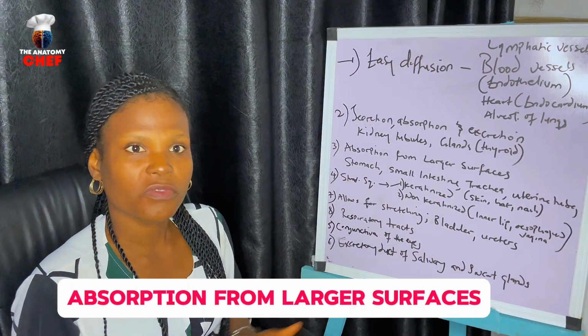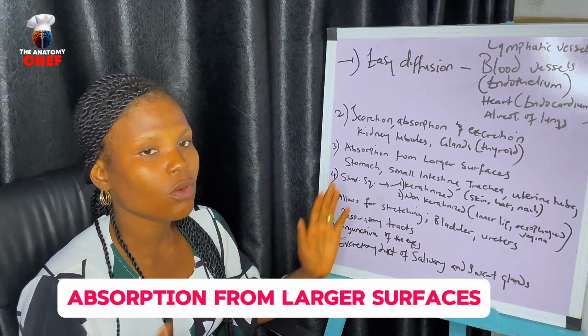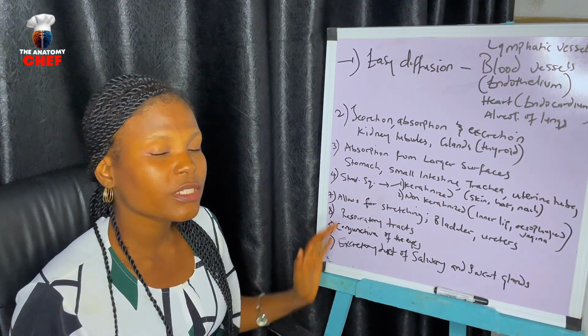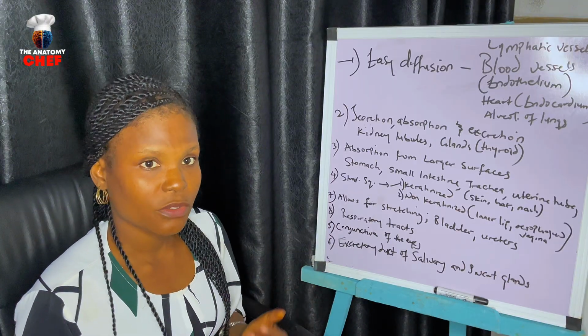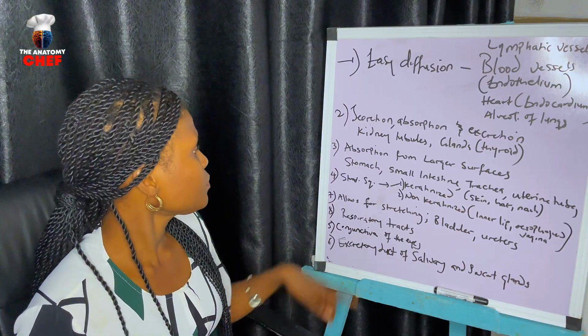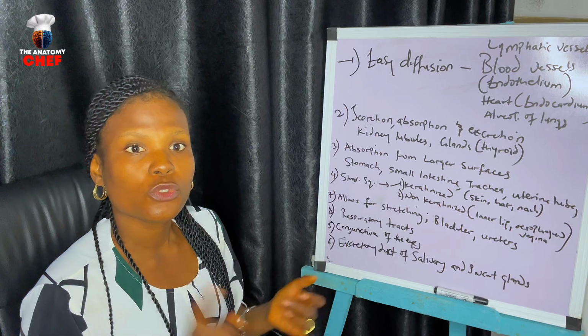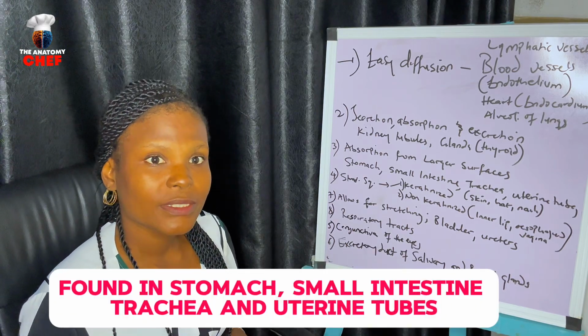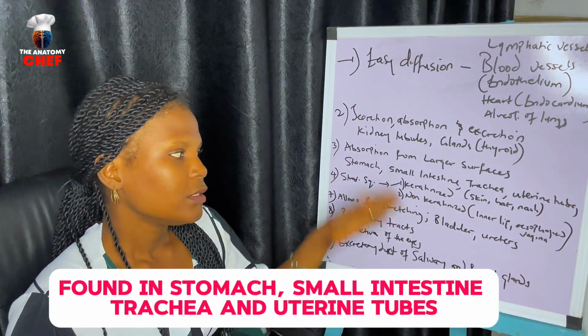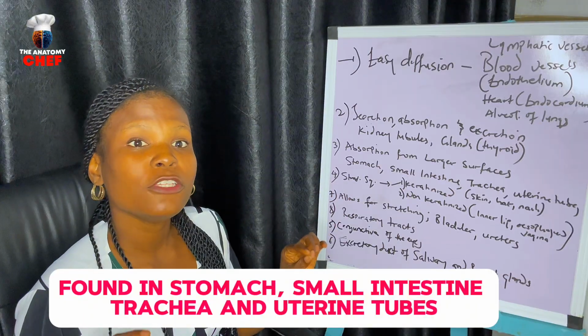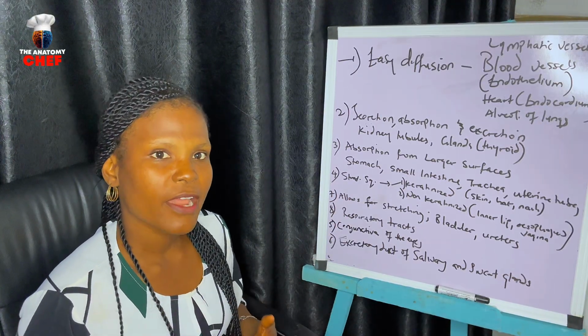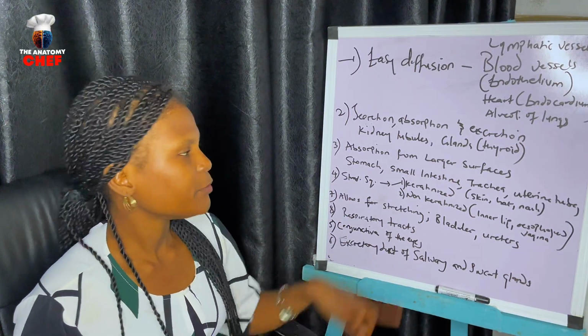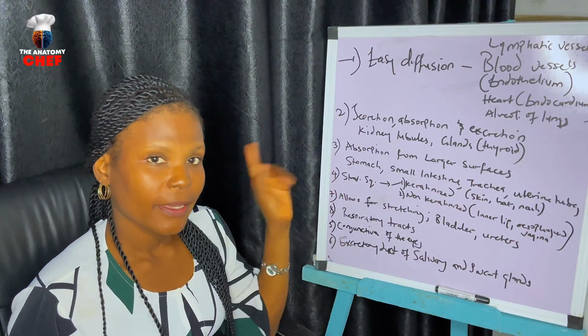Absorption from larger surfaces. That's the function. It is usually important for absorption from larger surfaces. Then we have the stomach, the small intestine, and then the trachea, and then your uterine tubes. These are the areas where you will find your simple columnar epithelium.